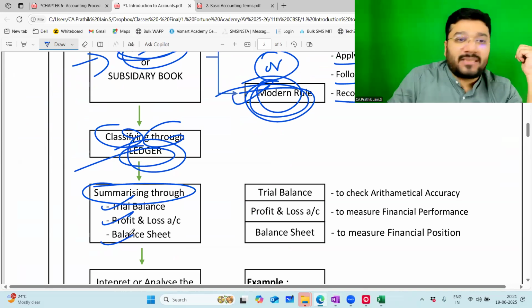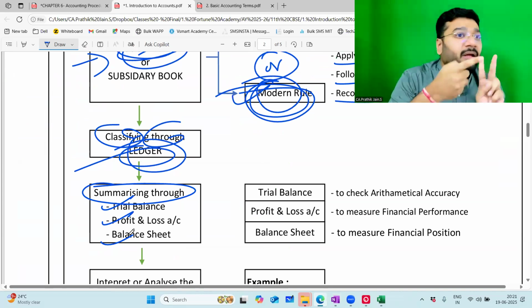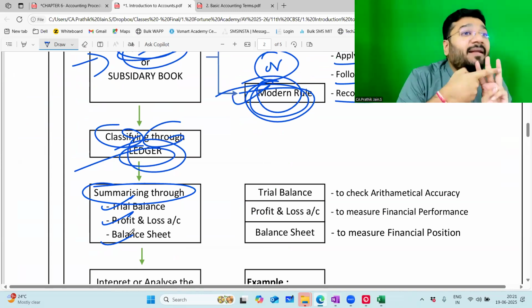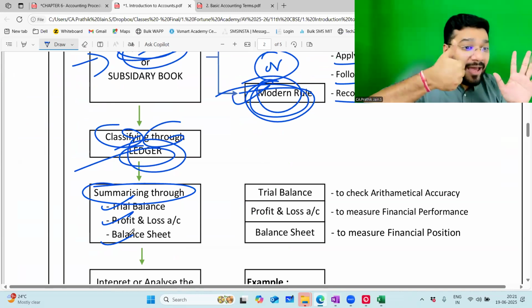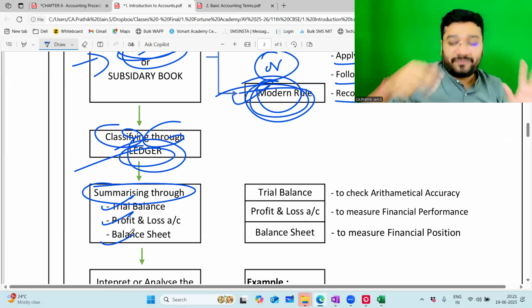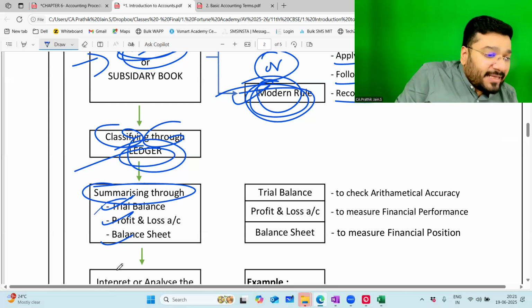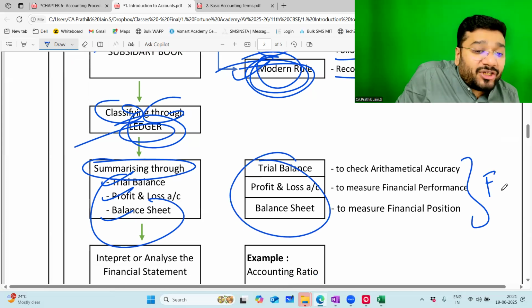So accounting is a systematic process of identifying a business financial transaction, measuring in terms of money, recording through journal, classifying through ledger, summarizing through trial balance, trading and profit and loss account, and balance sheet. Once you summarize and get these 3 data, you say now your financial statement is ready.